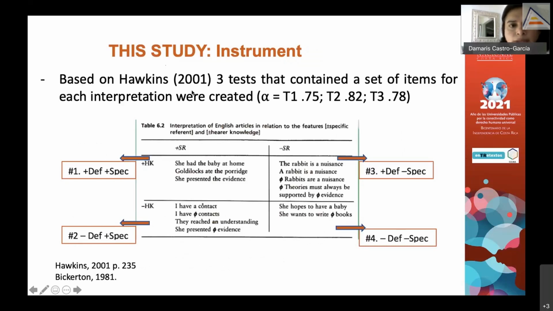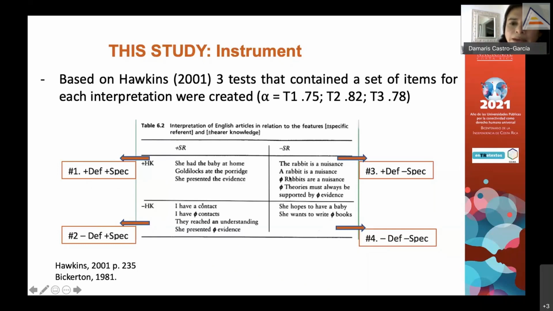This categorization is presented by Hawkins in 2001. He divides the different types of usages depending on the interpretation that English articles have in terms of specificity and learner knowledge. So the first group describes definite specific nouns, those that are known both by the hearer and the speaker. The second group describes indefinite specific nouns, those that are known by the speaker, but it's the first time that the hearer is presented with the information.